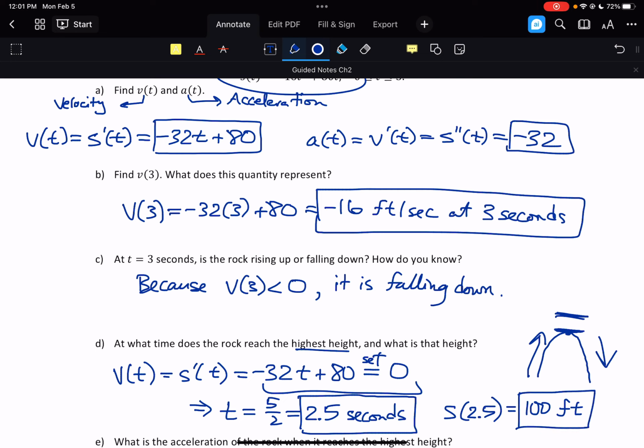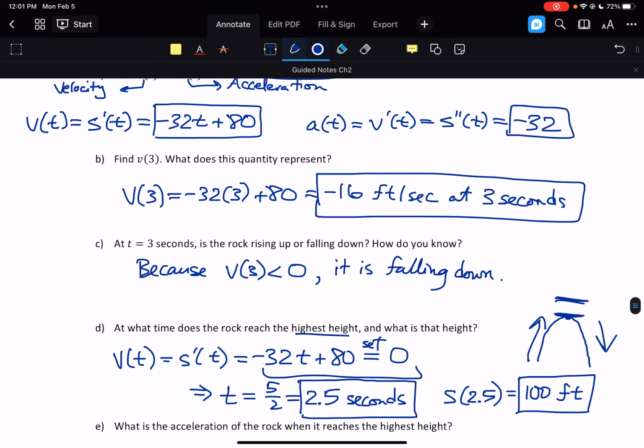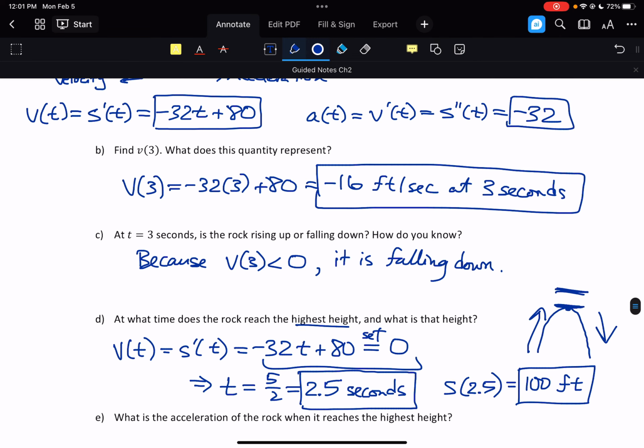So the highest height that the object hits is 100 feet high, and it hits that after 2.5 seconds have passed. So the velocity up to 2.5 seconds has been positive, going up. At 2.5 seconds, it hits that peak at 100 feet high where it stops. And then everything after 2.5 seconds, like we saw here at 3 seconds, has a negative velocity because it's coming back down again.